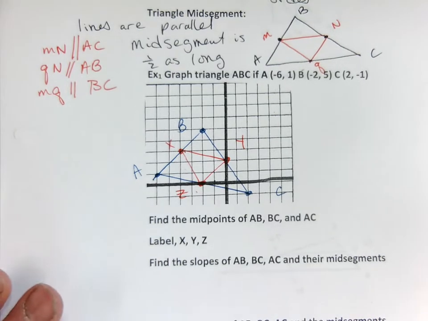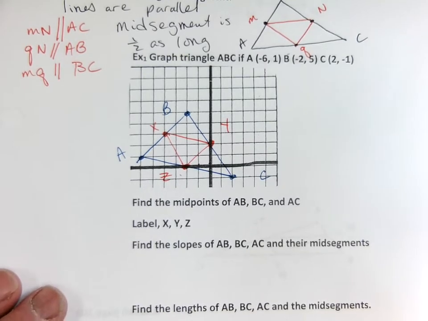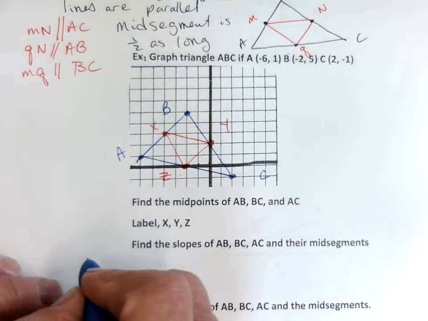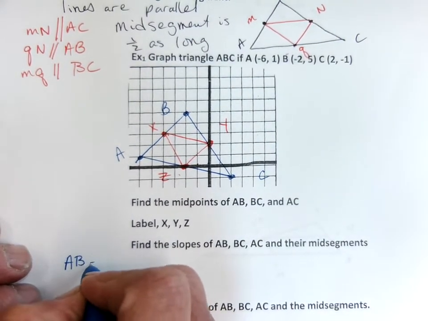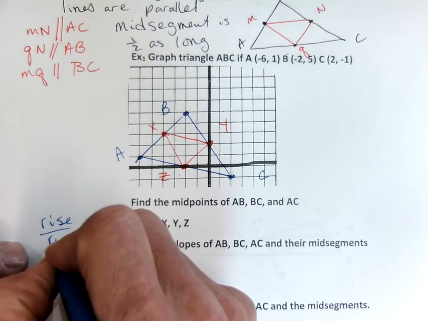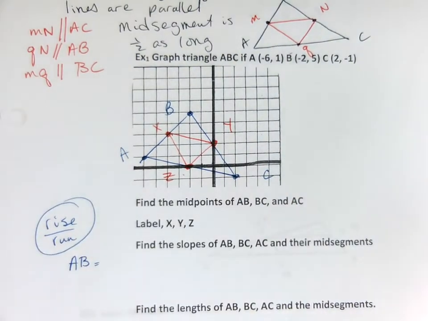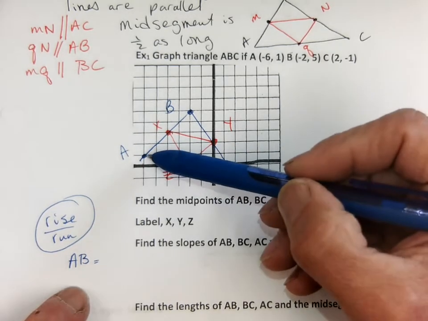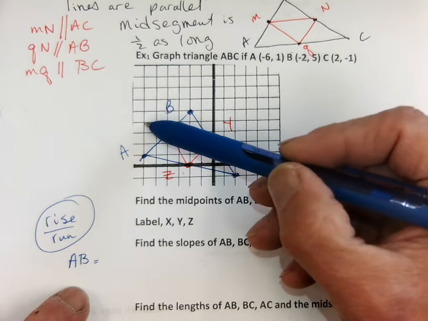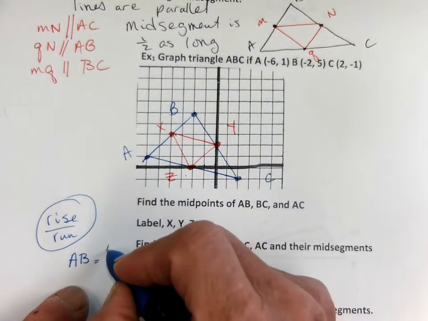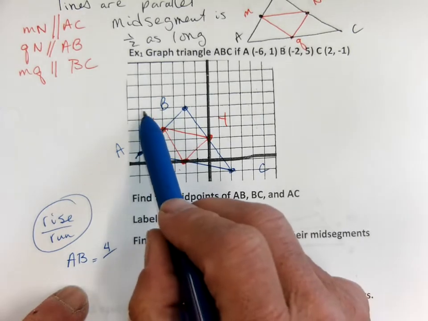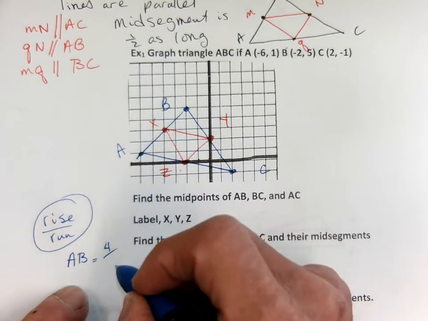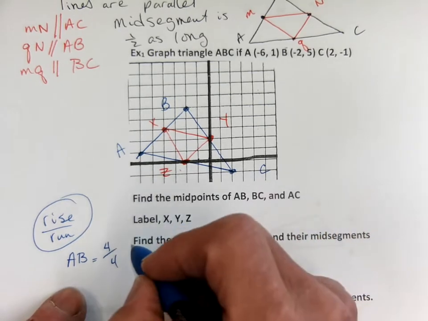Okay, slopes. Am I going too fast? Let's find the slope of AB. Now remember, slope is rise over run. It's like going up the stairs. So I'm just going to walk it. I'm going to go up 1, 2, 3, 4. So up 4 over 1, 2, 3, 4. Slope of AB is 4 over 4, which is the same thing as 1 over 1.